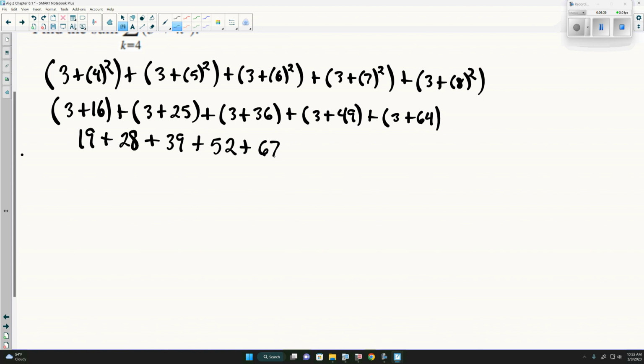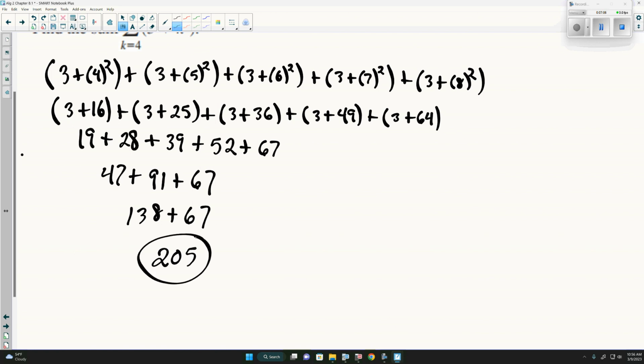Now we can start adding these together. We can do 19 plus 28 is 47. 39 plus 52 is 91. 91 and 47 is 138. So we should get 205. And again, we could have plugged all that into the calculator at the very start and got the exact same answer.